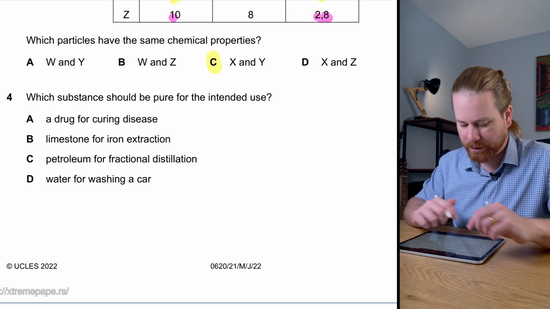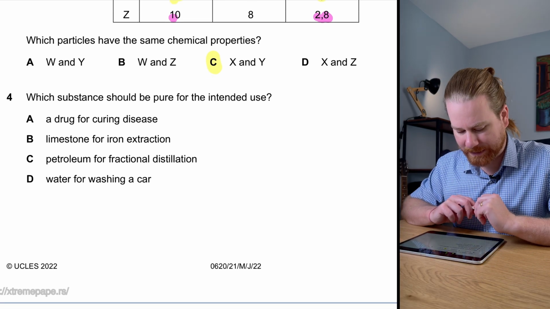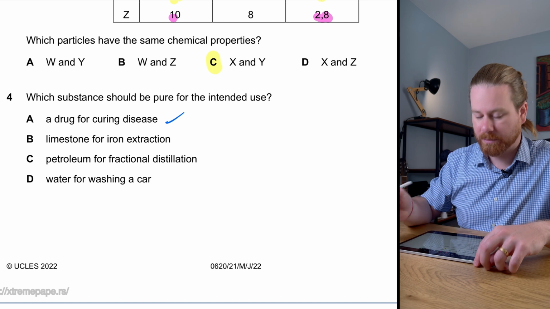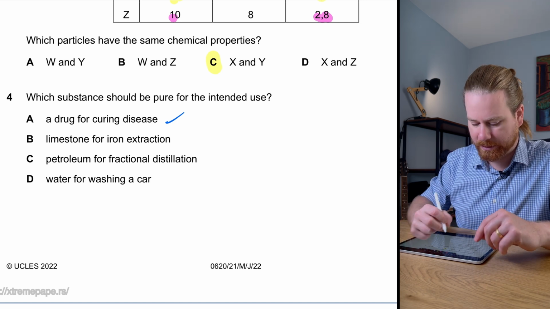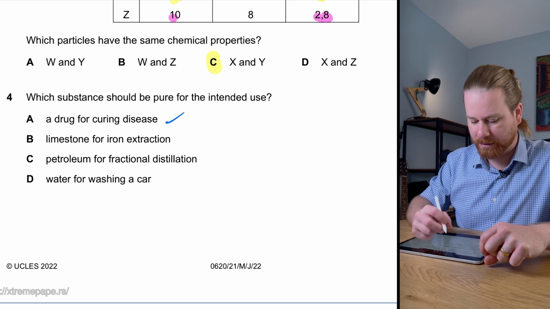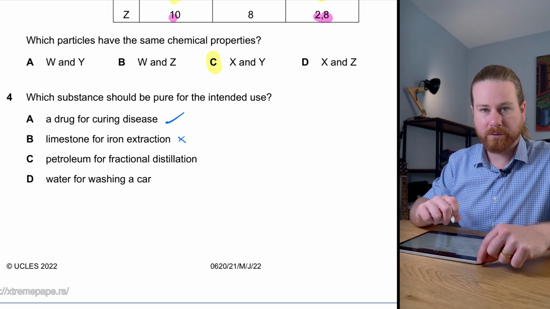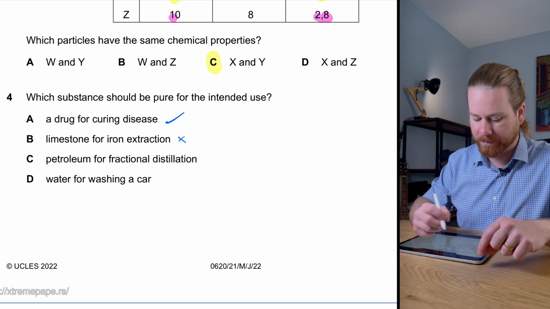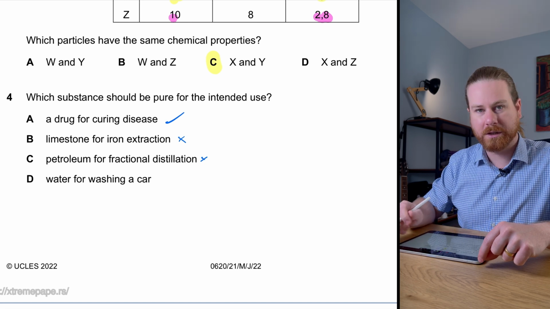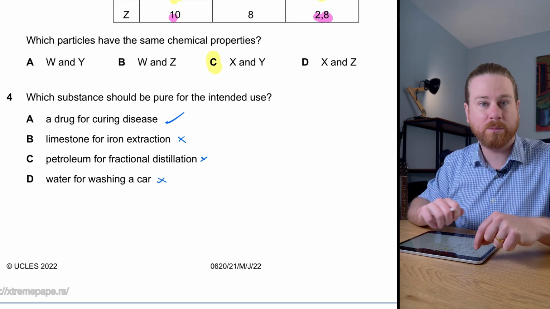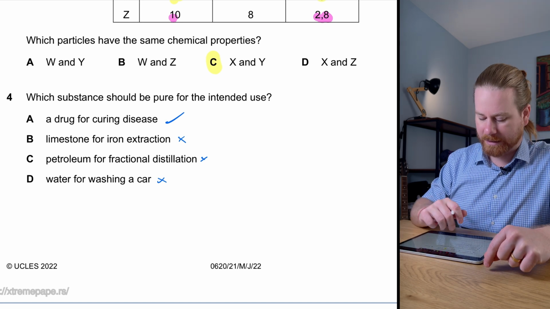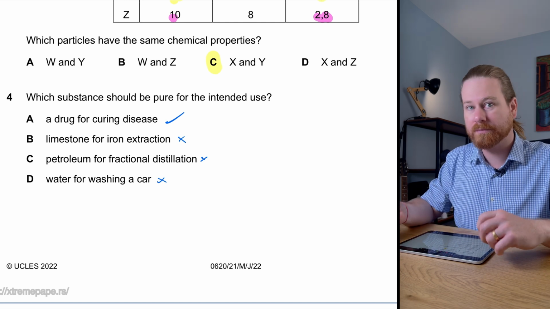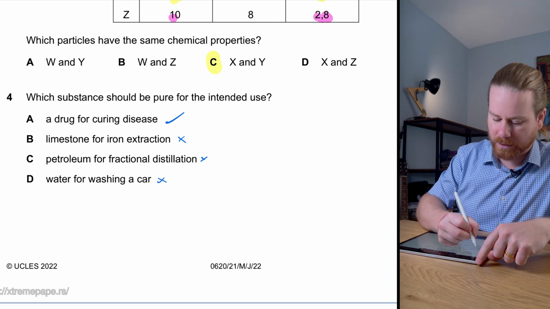Okay, which substance should be pure for its intended use? We definitely want pure drugs because impurities can cause damage to humans, but let's check out the others. Limestone for the extraction of iron, doesn't really matter. Petroleum for fractional distillation. Well, fractional distillation is not purification, but part of the refinement of it. So not that. And then water for washing cars. Well, I don't know about you, but when I wash my car, it's certainly not done with pure water. In chemistry terms, pure just means one substance. So water from the tap has got lots of other things in it. Clean water is different to pure water. So our answer has to be A.